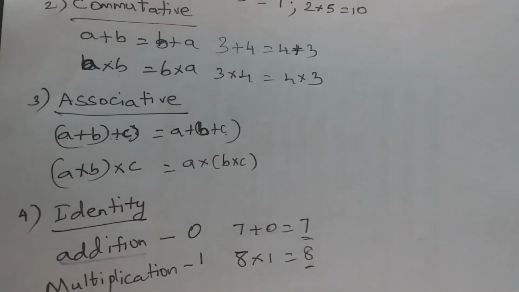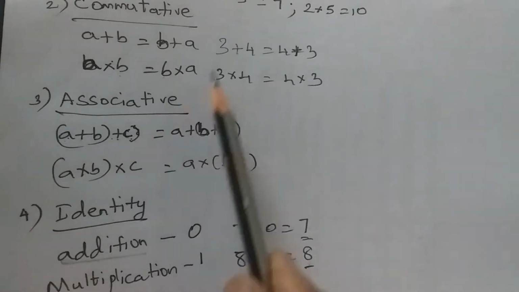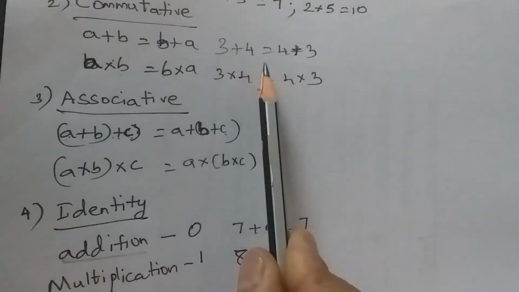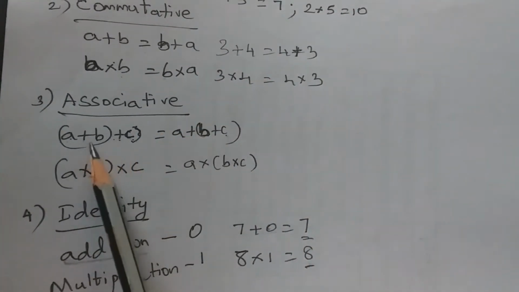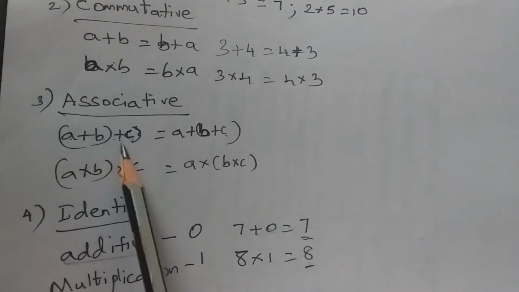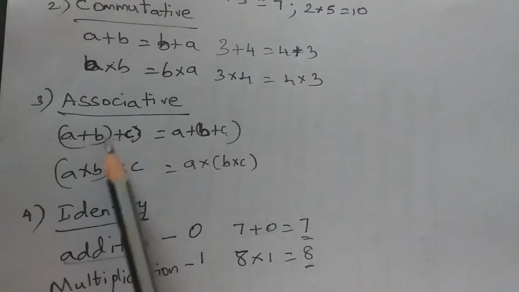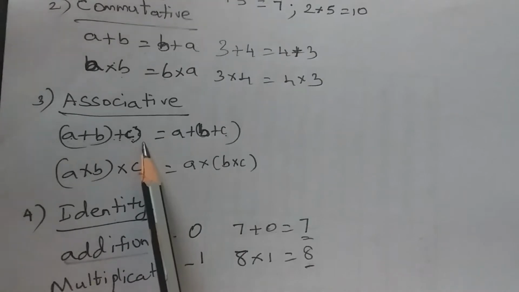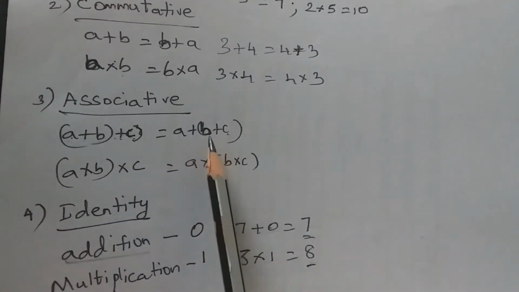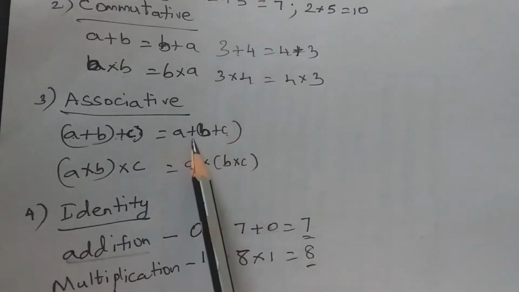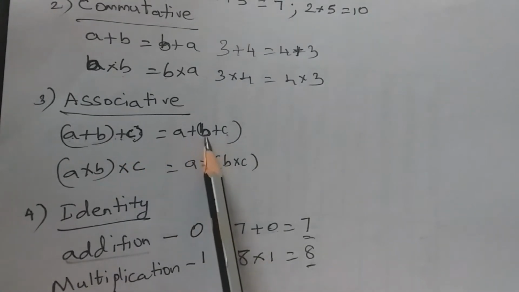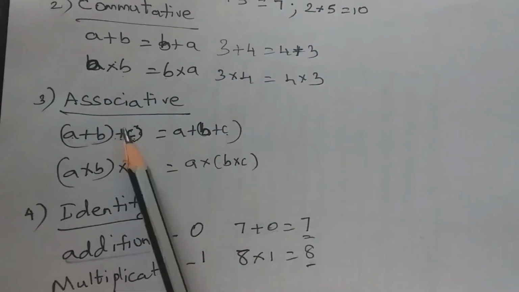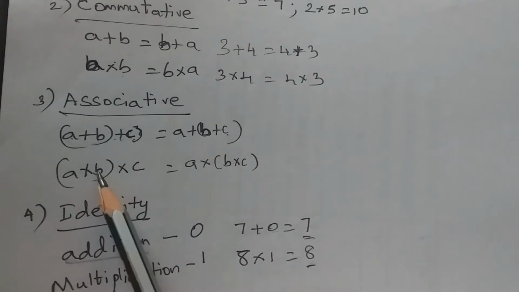Next is associative. Associative is changing the grouping for 3 numbers. Commutative is just for 2 numbers and associative is for 3 numbers. A plus B plus C: first add the first 2 numbers, then add with the third number. Then on the right hand side, add the second and third number, then add with the first number, and still you get the same answer. So this is true for addition and multiplication.